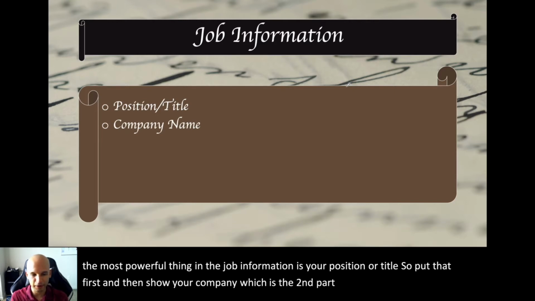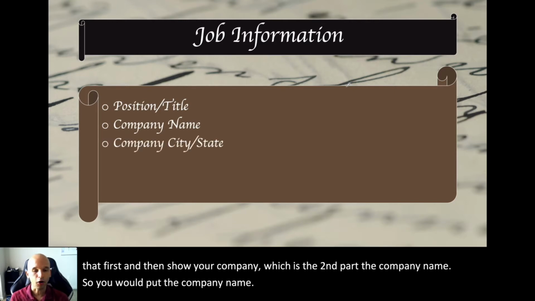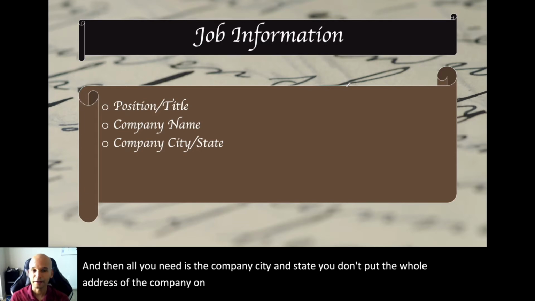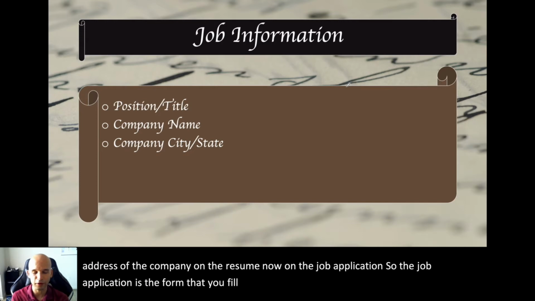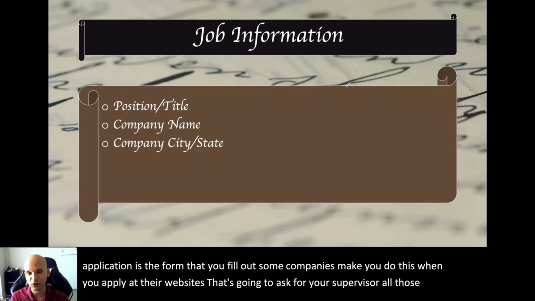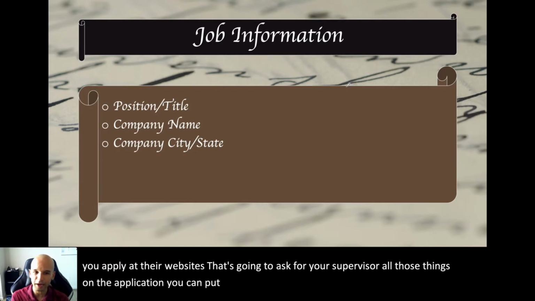So you would put the company name, and then all you need is the company's city and state. You don't put the whole address of the company on the resume. Now, on the job application, the form that you fill out, some companies make you do this when you apply at their websites. That's going to ask for your supervisor, all those things. On the application, you can put the address, but for the resume, it's just city and state.